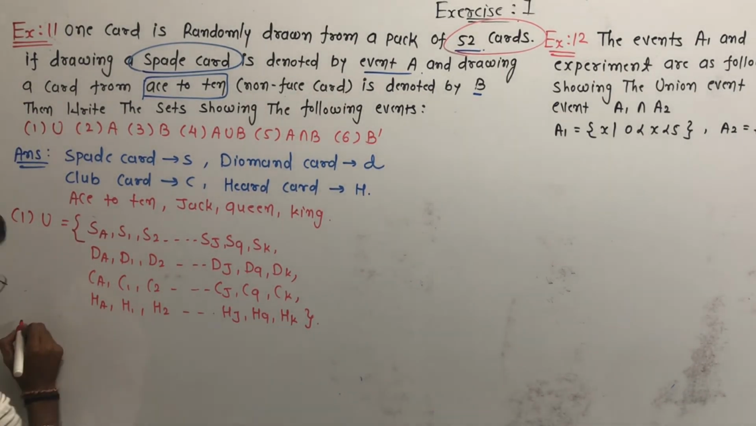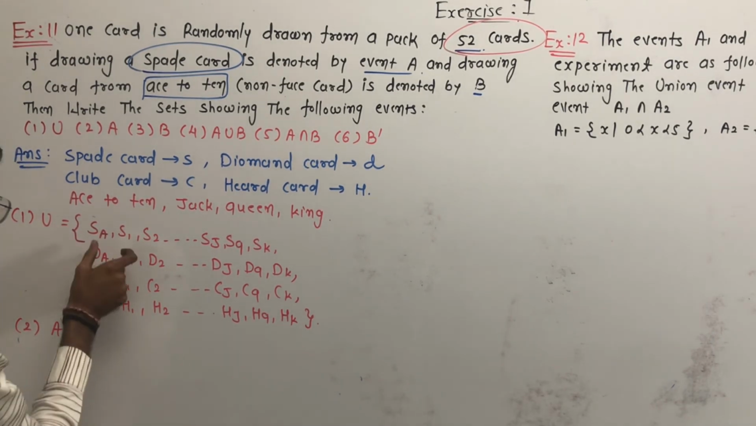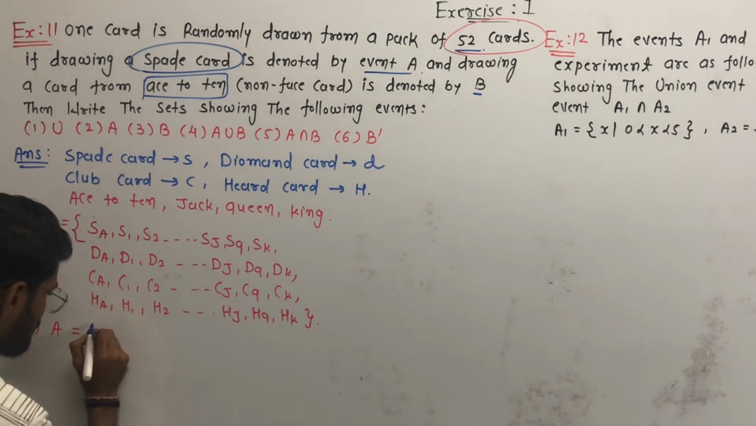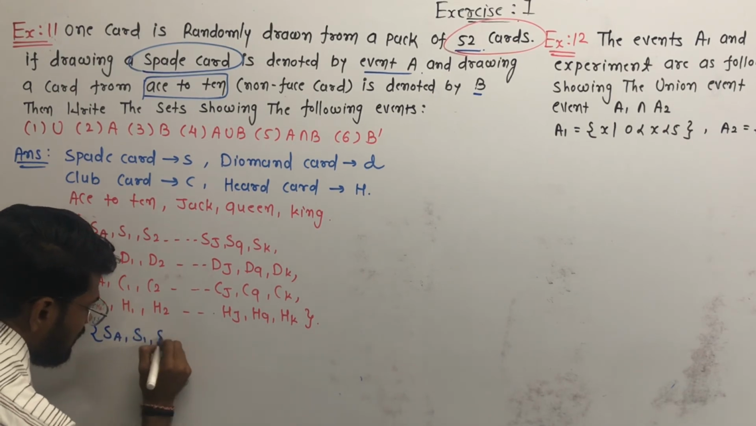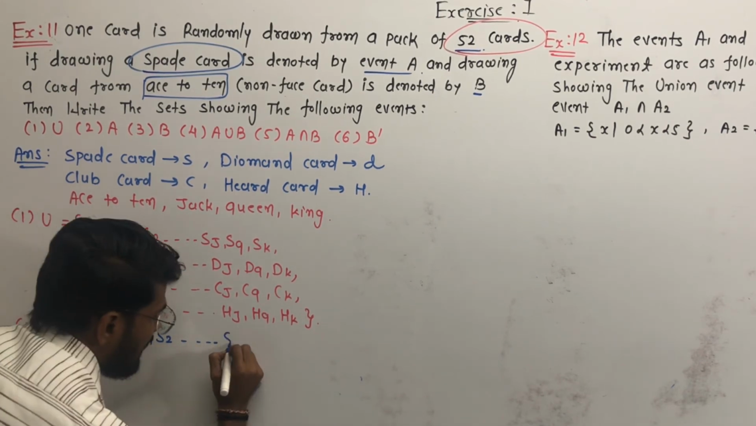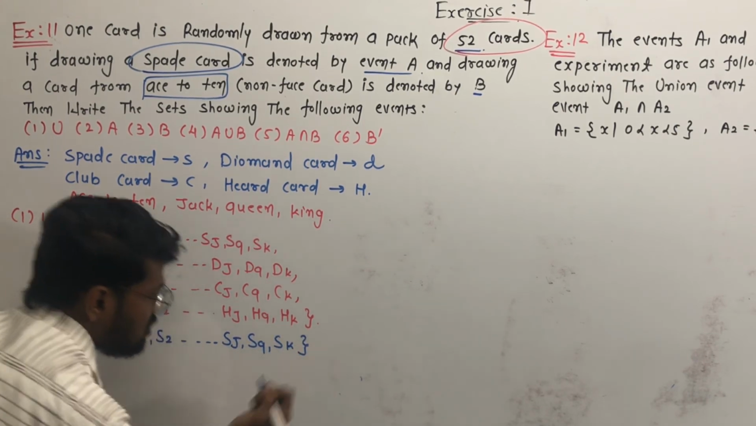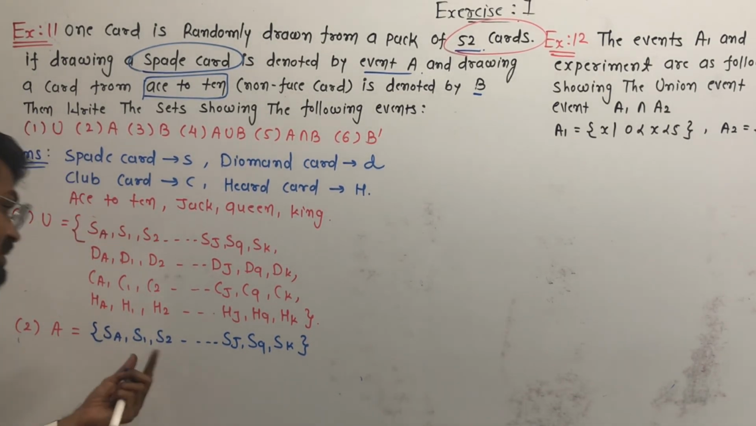Clear? Okay, now we have to find the elements of event A. Event A is the selection of a spade card, and how many spade cards will there be? 13. Thus event A is SA, S2, dot dot dot, SJ, SQ and SK. Clear? So these are the elements of event A, and the number of elements of event A is 13.